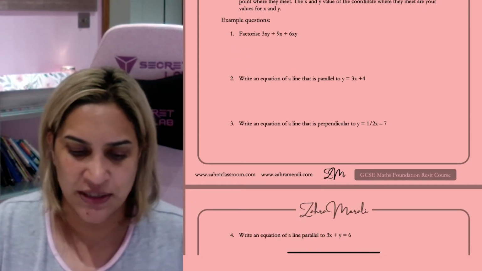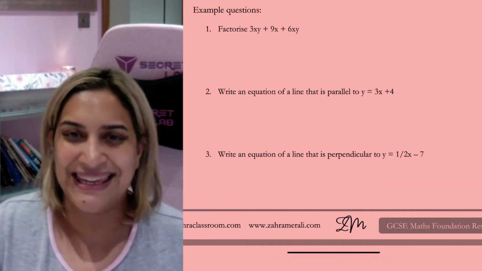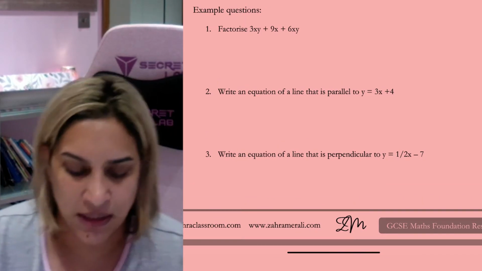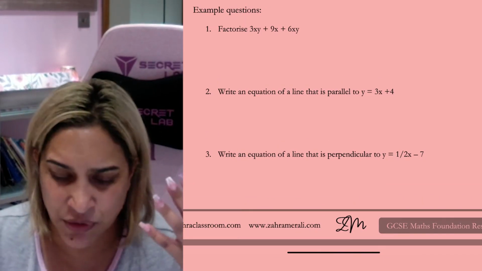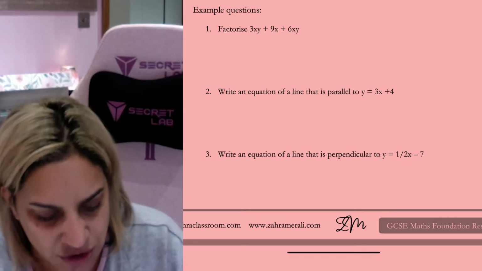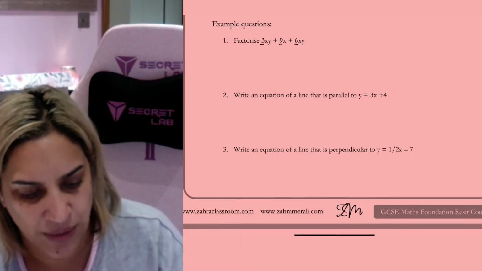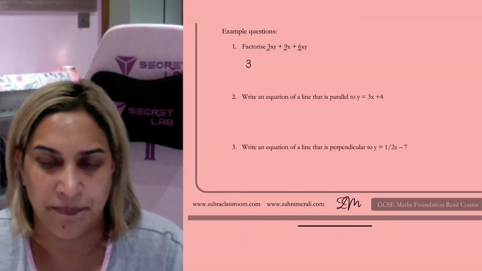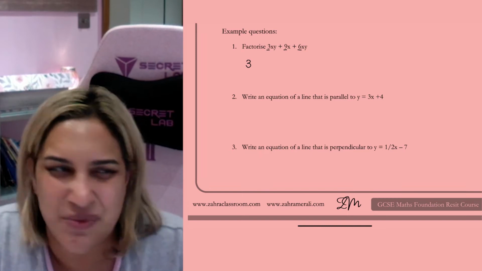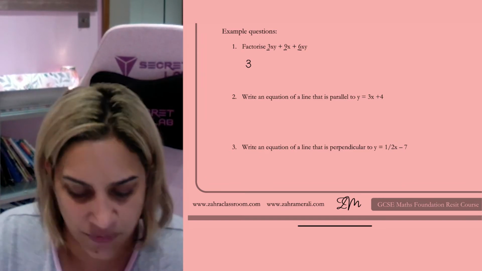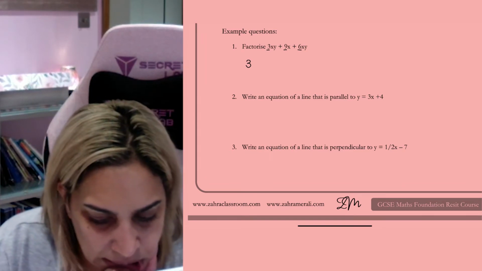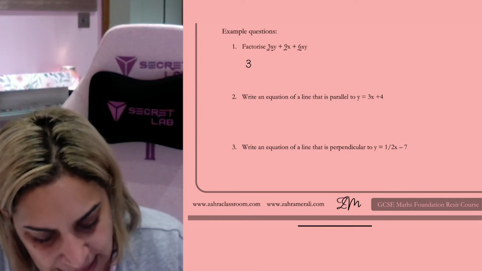The first one is to factorize. And again, we look at the numbers first. We say, what times table do all of these numbers go into? We've got 3, 9, and 6. So hopefully you recognize they all go into 3. Then you say, what's the same? What letter is in all of them? Now, if we have a look, there is a letter that's in all of them, and that's x.